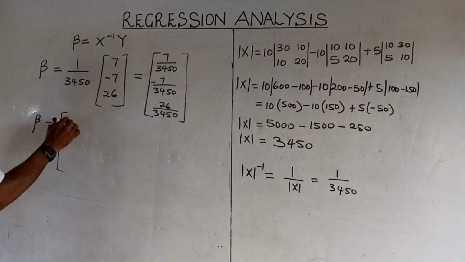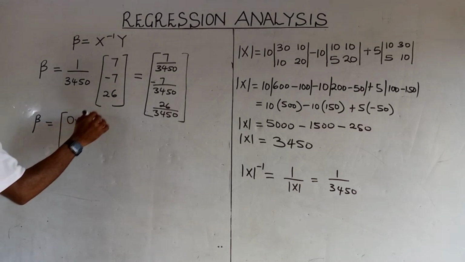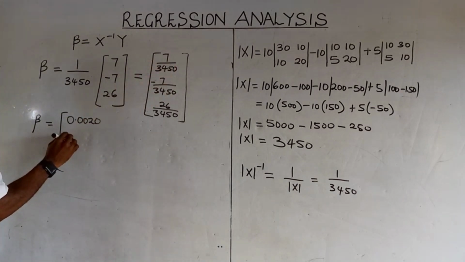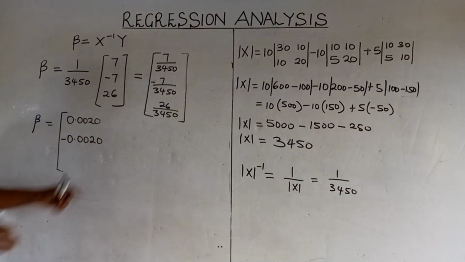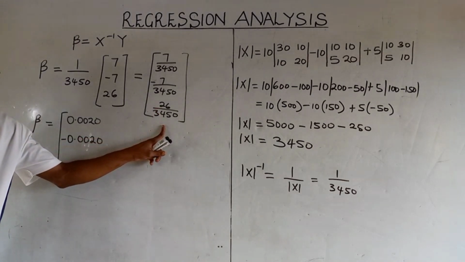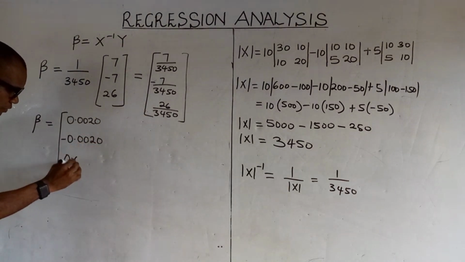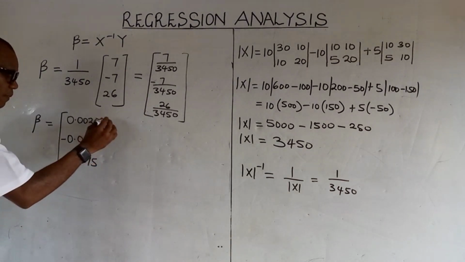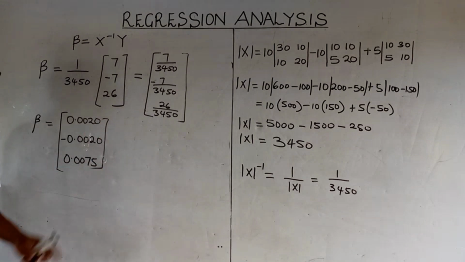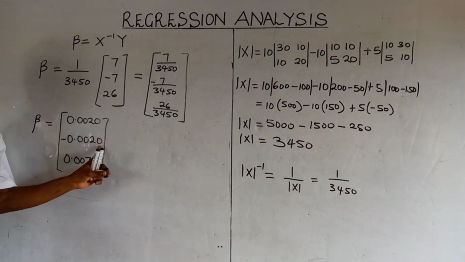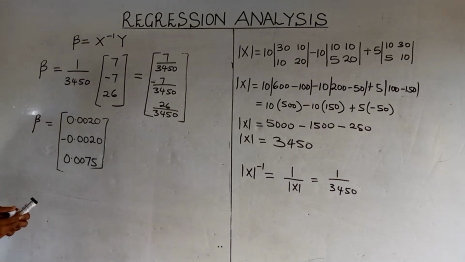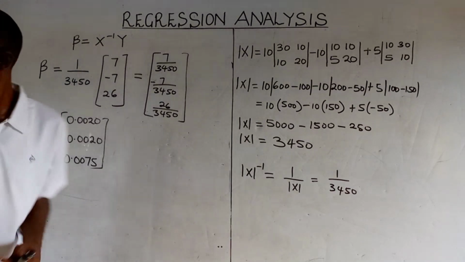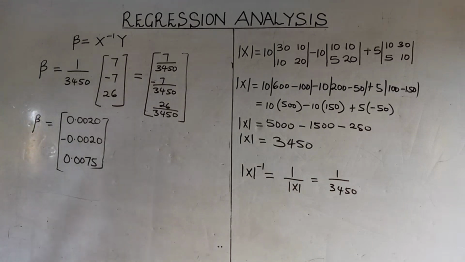0.0020. If you divide this by this, the next one will be minus 0.0020, and 26 divided by this will give us 0.0075. So this is the value for our B1, this is the value for our B2, and this is the value for our B3. So we can easily write the regression model.